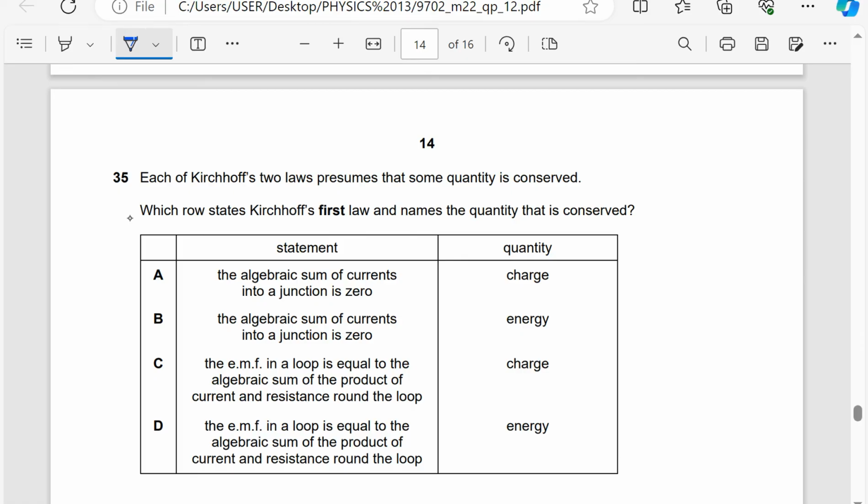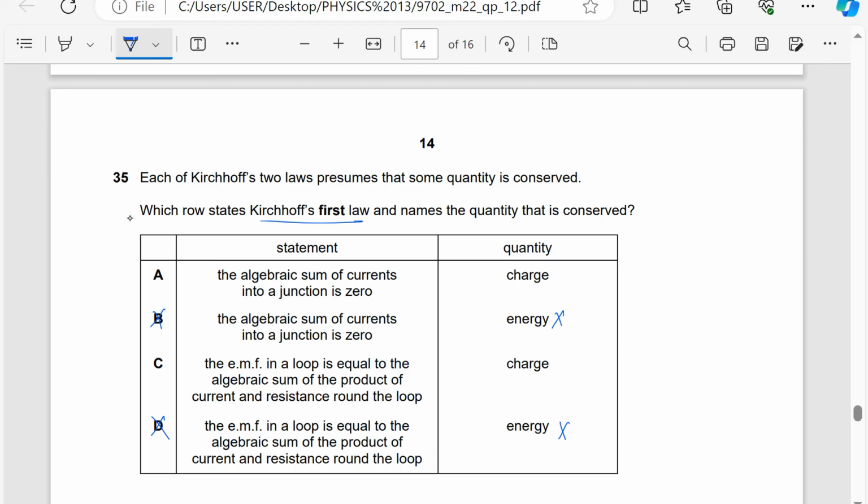Each of Kirchhoff's two laws presumes that some quantity is conserved. Of course, we know the first law is conservation of charge. The second law is conservation of energy. So which law states Kirchhoff's first law and names the quantity that is conserved? The first law is charge. So we eliminate energy, which means B and D cannot be correct.